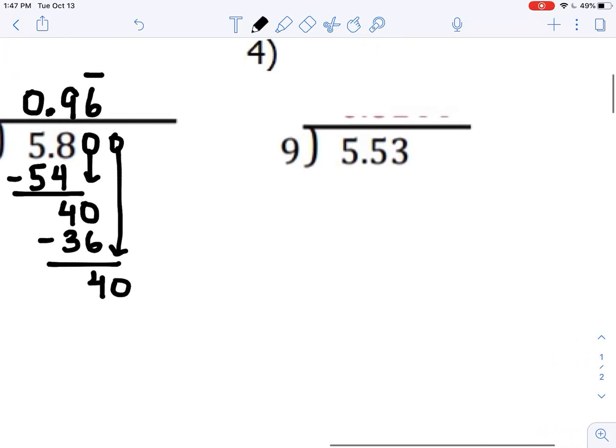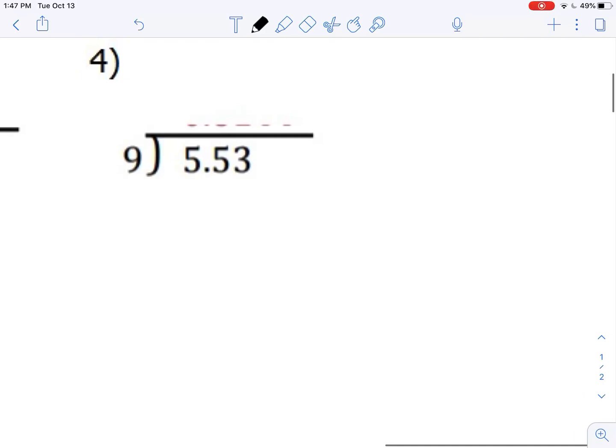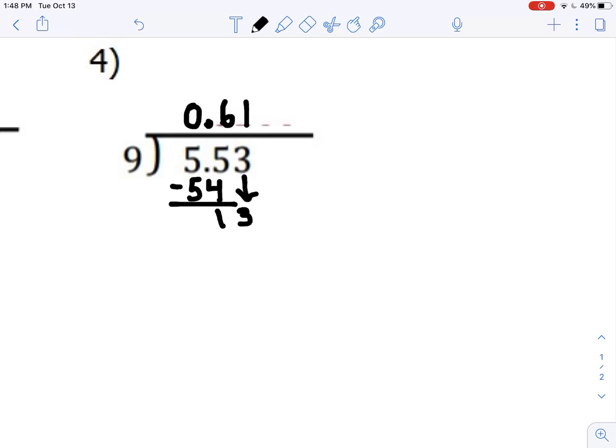Number 4, we have 5 and 53 hundredths divided by 9. I can't make a group of 9 out of the 5. Let's put a 0 up and bring the decimal point just to the right of it and up into the quotient. 9 can go into 55 6 times. That's 54. And when we subtract, we have a difference of 1. Let's bring the 3 down. 9 can go into 13 one time. That's 9. And we have a difference of 4.